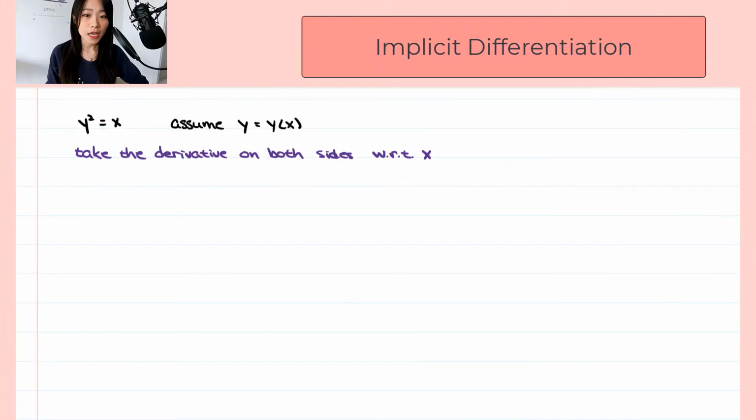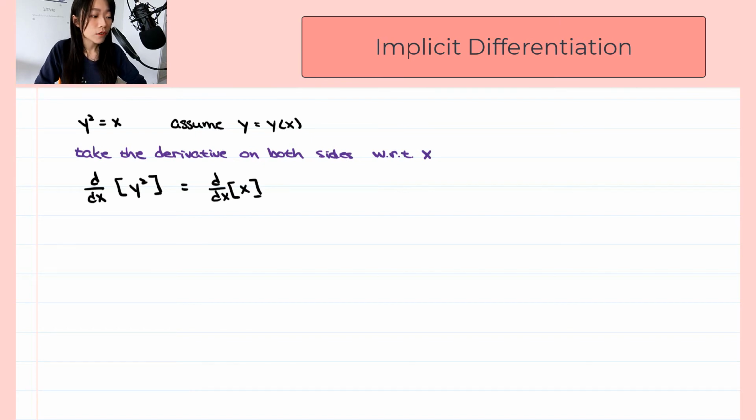Now let's take the same example, y squared equals x, but we're going to use implicit differentiation to find y prime. So first we assume that y is a function of x. And the trick here is we're going to take the derivative on both sides with respect to x. So the left-hand side is d over dx, which means the derivative of y squared, equals the derivative of the right-hand side.